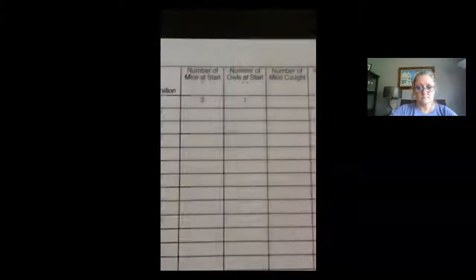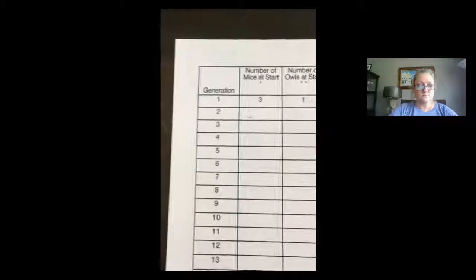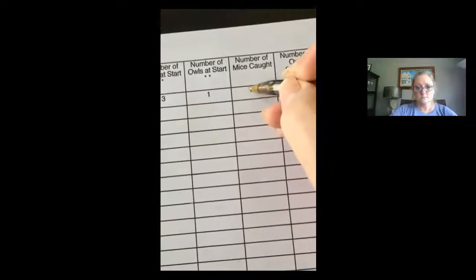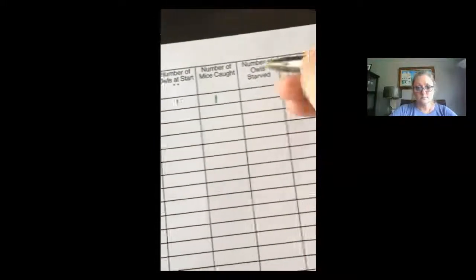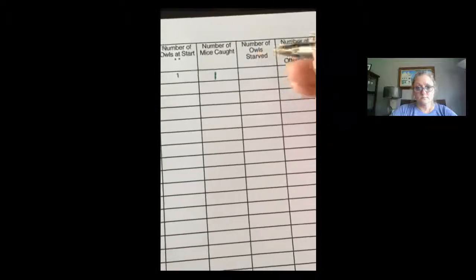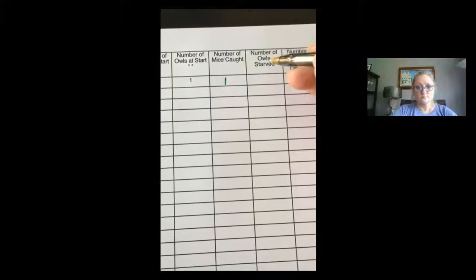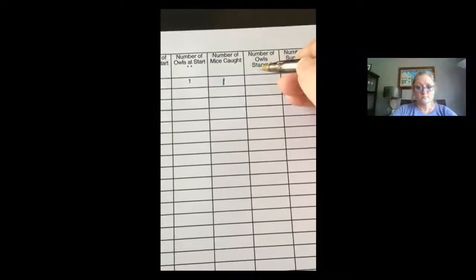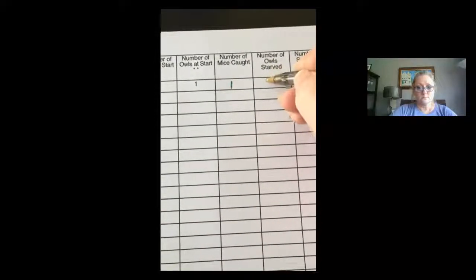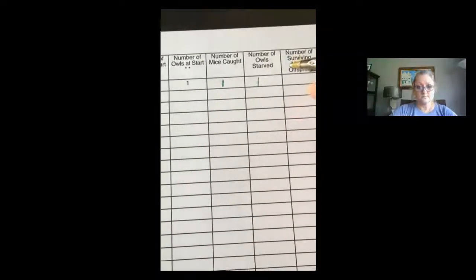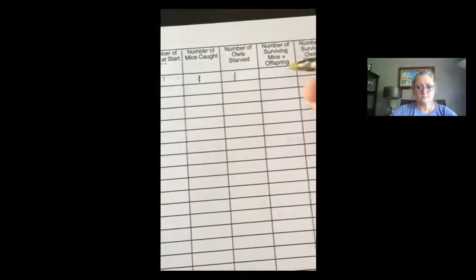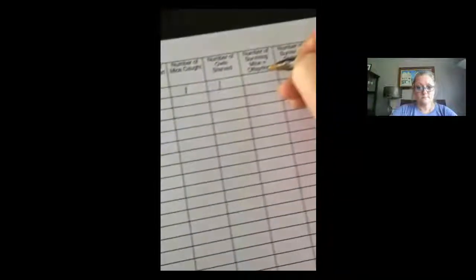So, number of mice caught. That was my first run. I dropped him 1 time. So, number of mice caught is 1. Number of owls starved. Remember, if you look back at your rules, the owls have to catch 3 mice in order to survive. So the number of owls starved is 1 because he starved. He did not catch 3 mice. He only caught 1. Number of surviving mice. How many mice survived? Those 2 little dudes right there.